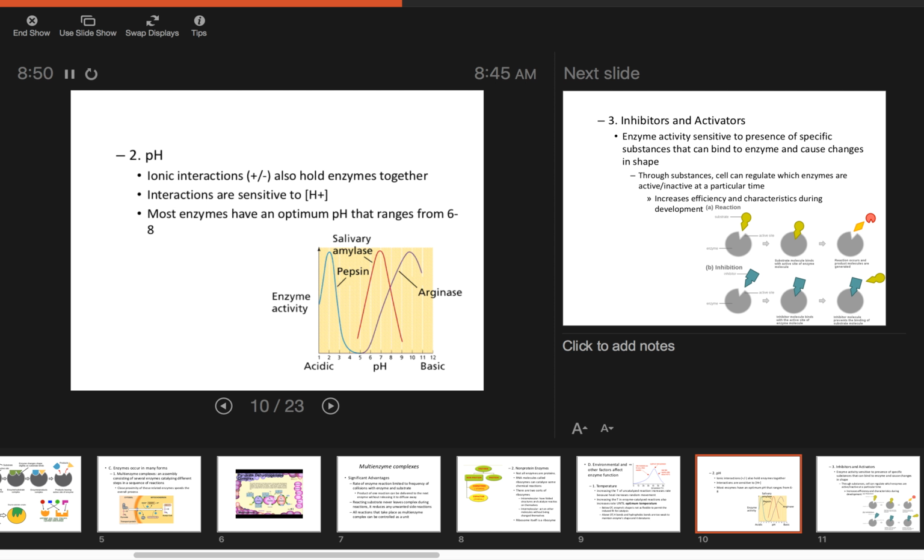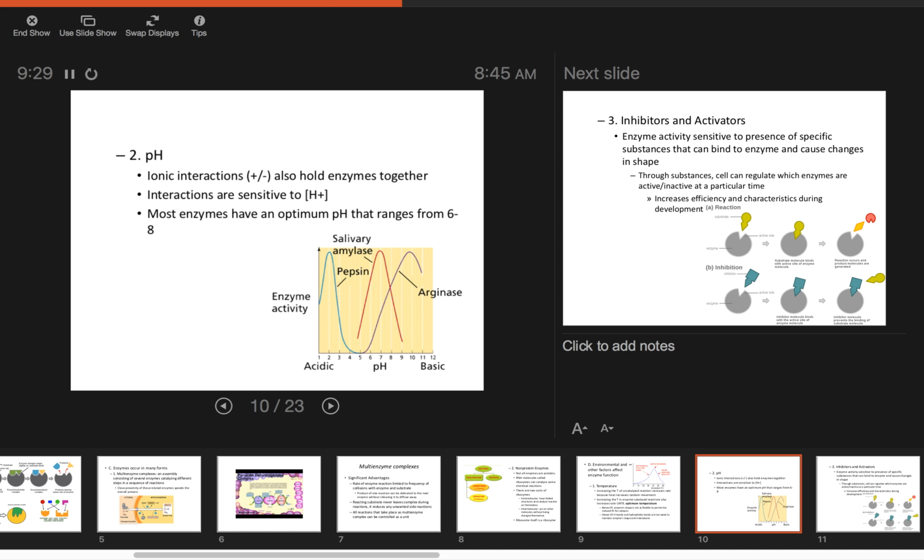So a lot of times, what's holding enzymes together are those ionic interactions that we talked about with protein level structure. And these interactions are sensitive to that hydrogen ion concentration. Most enzymes have the optimum pH that ranges from 6 to 8 because in living organisms, that's usually the pH of what's inside them. Because all living things, or I should say cells, are mostly just made up of water, and water is neutral, but they can be slightly acidic or slightly basic. So here, this graph is looking at different enzymes that are inside of us with enzyme activity, and then the pH values, 7 being neutral, acidic, basic.